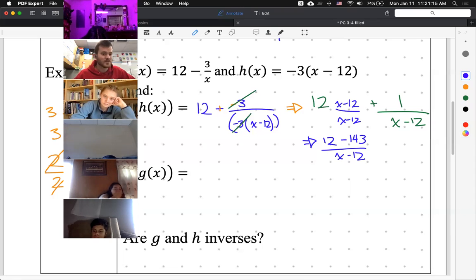Okay, well, look at the way that we did this one up here. So G was on the outside. So we basically rewrote G, 12 minus 3 over X. But in the place of X, we plugged in the H. So basically rewrite that outer function again.